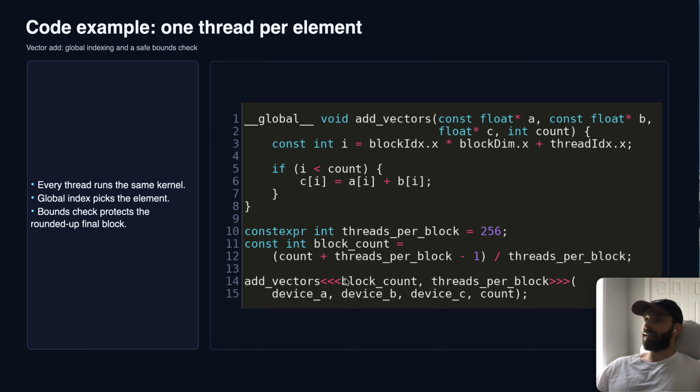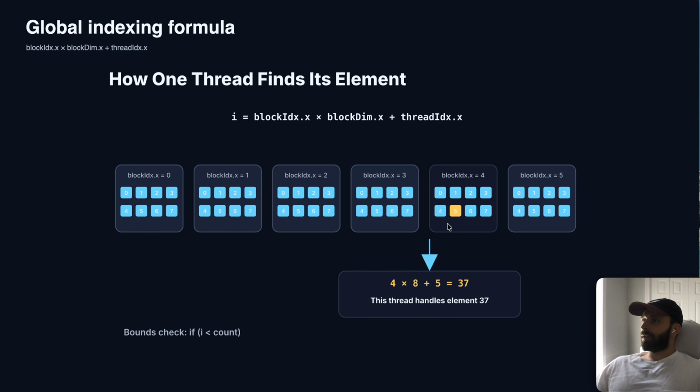At the bottom is where the kernel gets launched. This is NVIDIA syntax. You can see the triple chevron notation, I think it's called. This launches 256 threads per block, and at the bottom, it uses ceiling division. Okay, we can move on to the next slide here.